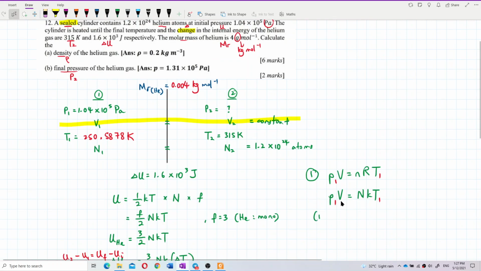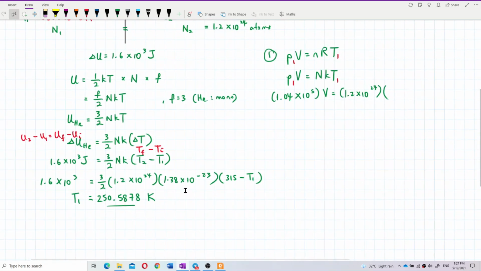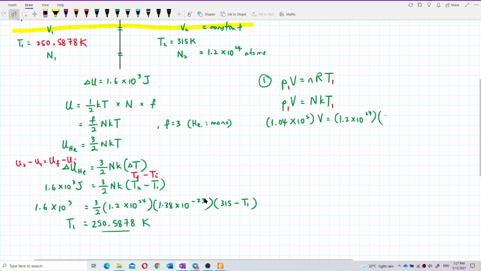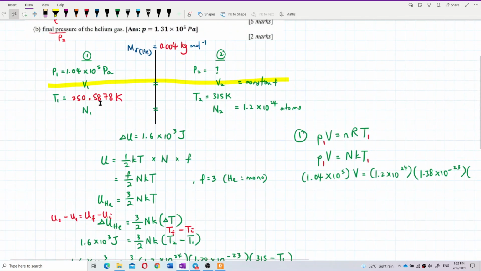Okay, substitute the 1.04 exponent 5 Pascal, multiply volume. Total atoms we have 1.2 exponent 24. And then the k value we already got just now. The k value is 1.38 exponent negative 23. Put that down. Temperature is 250.5878.